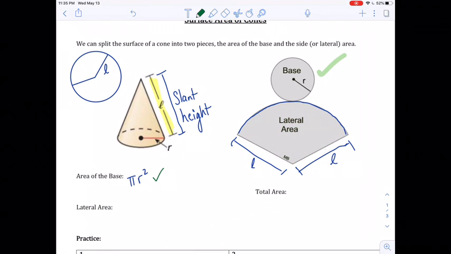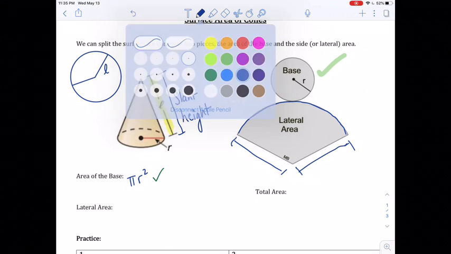So here's what we're going to do. Let's just find all the measurements that we can. So this is the slant height. This is the measurement of the cone we haven't used yet. So the slant height of the cone is the height of the cone if you're going along its slanted side.